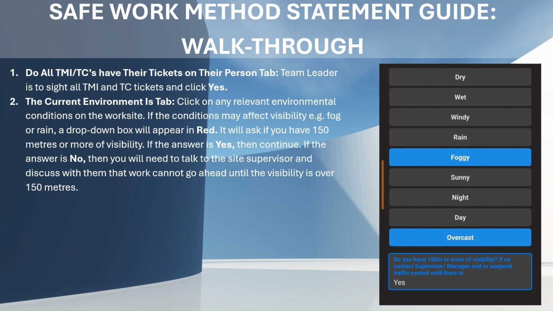Click on any relevant environmental conditions on the worksite. If the conditions may affect visibility, e.g. fog or rain, a drop-down box will appear in red. It will ask if you have 150 meters or more of visibility.